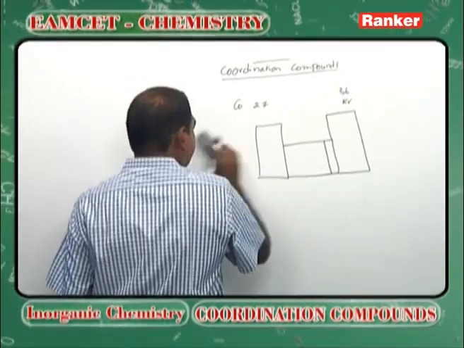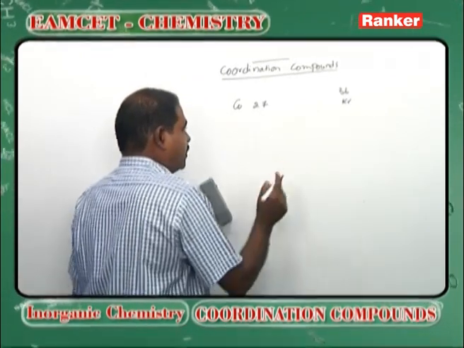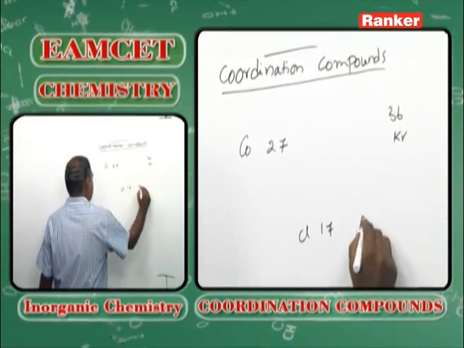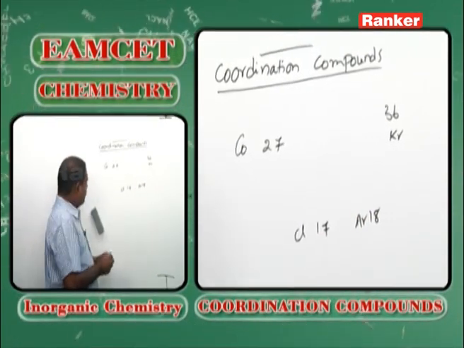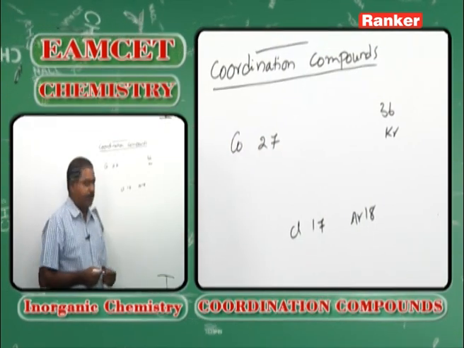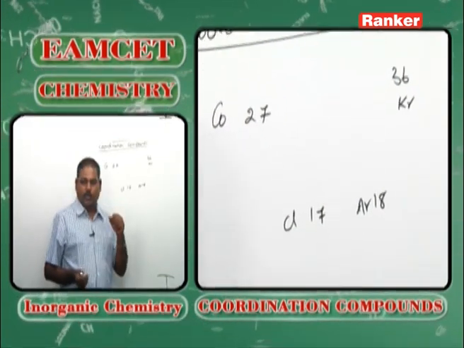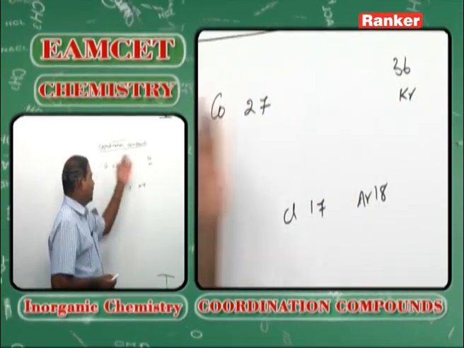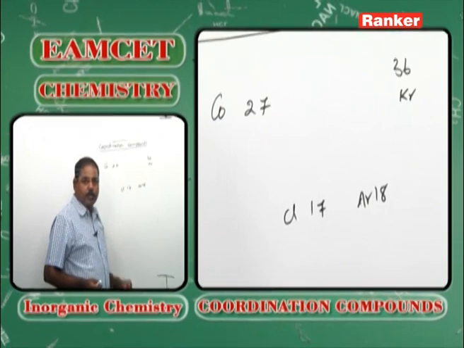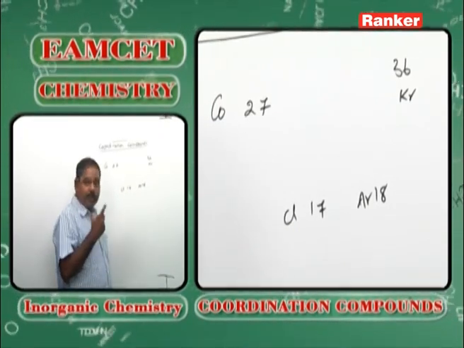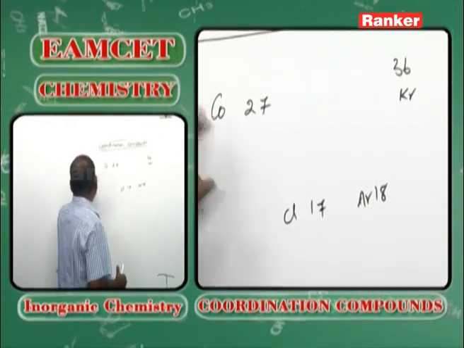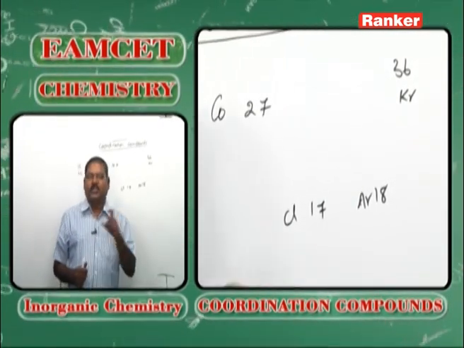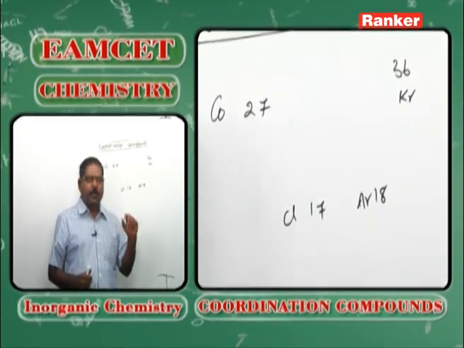And if an element wants to attain noble gas configuration, an element like chlorine 17, nearest noble gas is argon 18. So, if an element wants to attain noble gas configuration, it either gains or loses electrons. But in the case of cobalt, it is neither here nor there. 27 to 36, it has to gain 9 electrons and get a charge of -9 units, or lose 9 electrons and become plus 9. Both the ways it is difficult. Cobalt cannot gain 9 electrons.